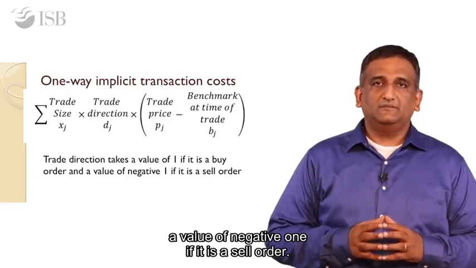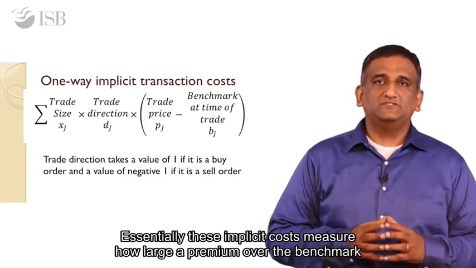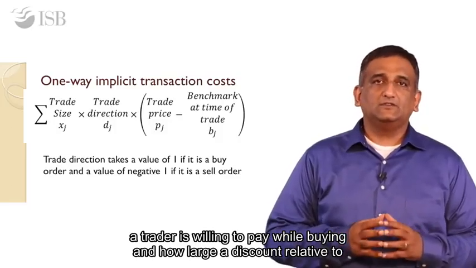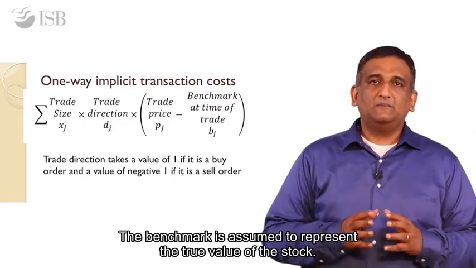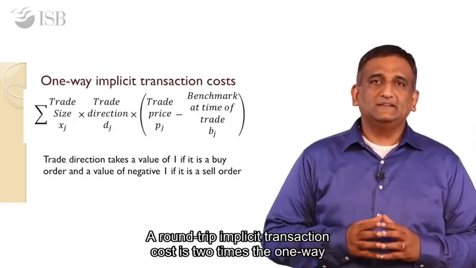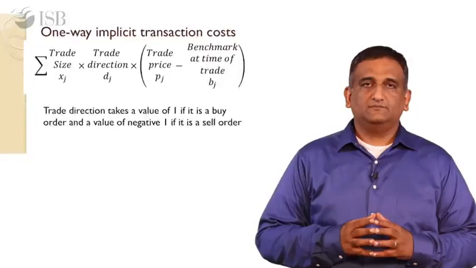Essentially, these implicit costs measure how large a premium over the benchmark a trader is willing to pay while buying and how large a discount relative to the benchmark a trader is willing to accept while selling. The benchmark is assumed to represent the true value of the stock. Round-trip implicit transaction cost is 2 times the one-way implicit transaction cost.